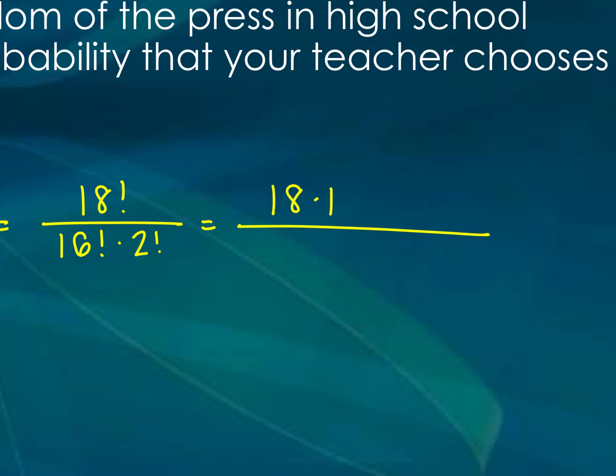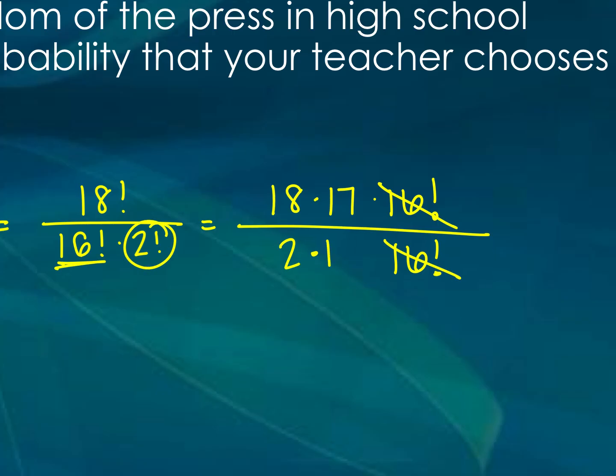18 times 17 times 16 factorial. I'm going to stop there because everything after my 16, these are going to cancel out. Don't forget, I still have that 2 right here. And I can simplify.